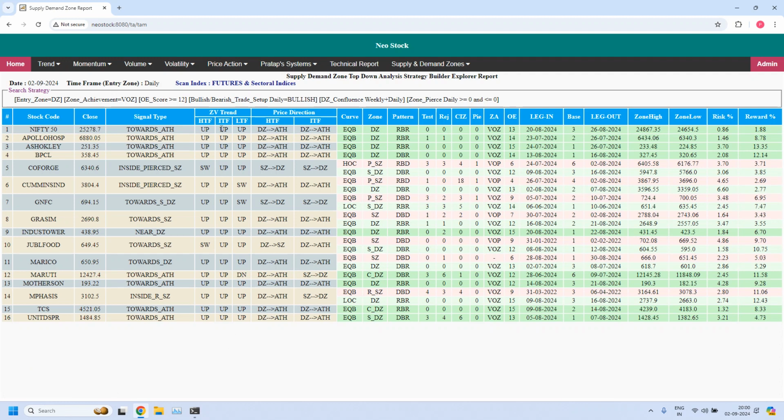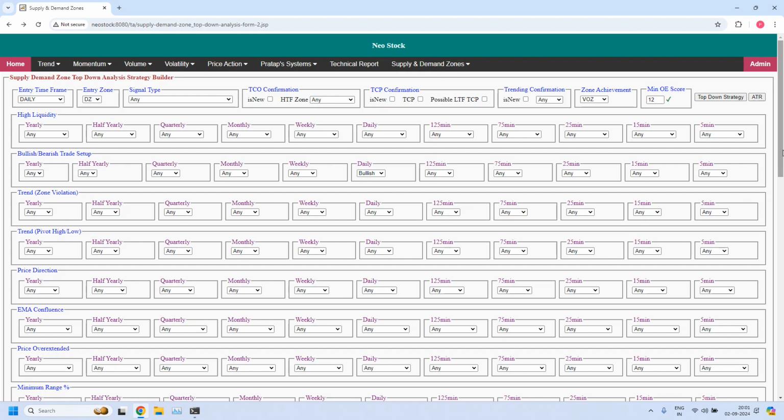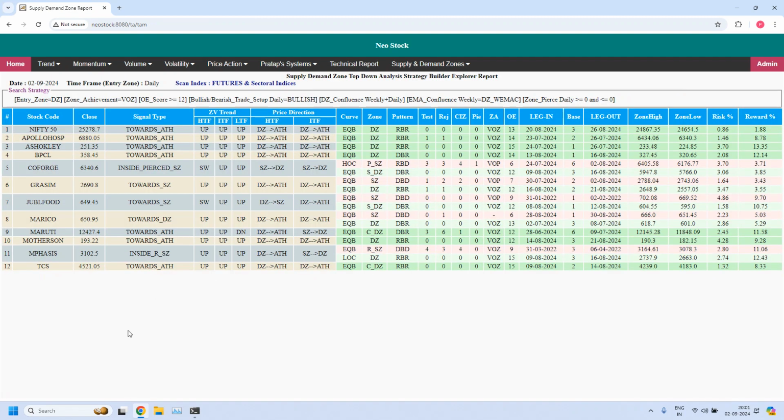Now let us check again how many of these ITF zones are having ITF EMA confluence. That means ITF is weekly EMA confluence, because weekly trend is uptrend. In EMA confluence weekly, I am looking for demand zone with weekly EMA confluence. So 12 stocks. So these 12 stocks are daily zones and weekly zones are having confluence, and also in these 12 stocks, the weekly zones are having weekly EMA confluence. Good.